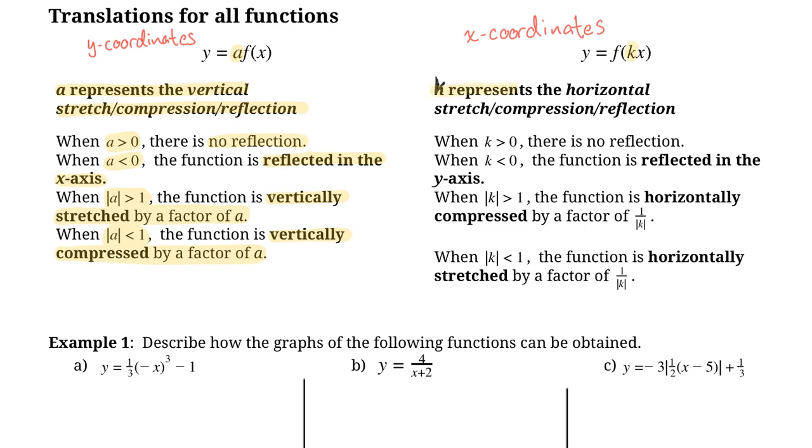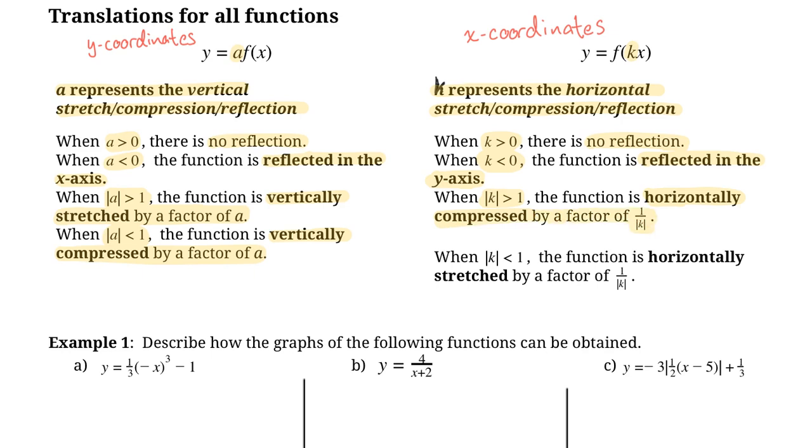So K represents the horizontal stretches, compressions, and reflections. When K is greater than 0, when it's a positive number, there is no reflection at all. And when K is less than 0, when it's a negative number, it's reflected in the y-axis this time. So when K is greater than 1, there's a horizontal compression by a factor of 1 over K.